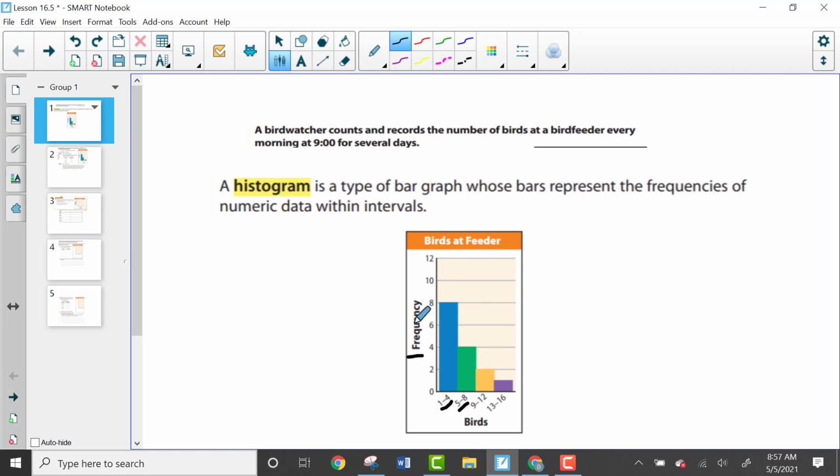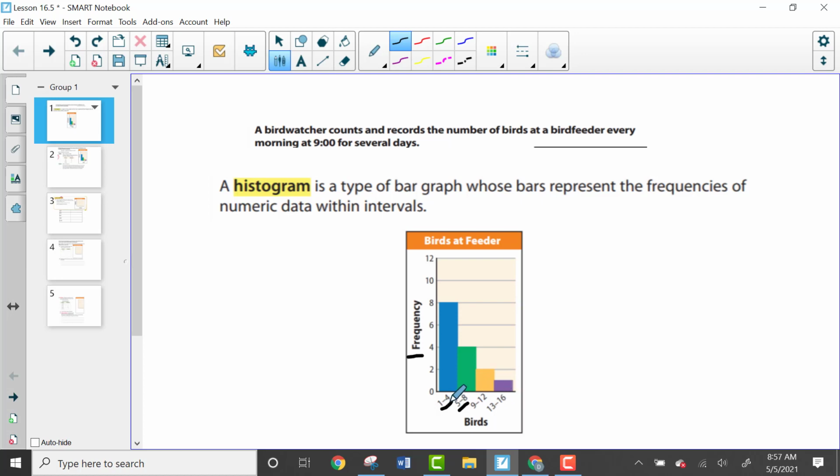So what does this mean? That at 9 o'clock, there were 1 to 4 birds 8 different times. So 8 times there were 1 to 4 birds. There were 5 to 8 birds 4 different times. 9 to 12, 2 different times. And 13 to 16 birds looks like only 1 time.